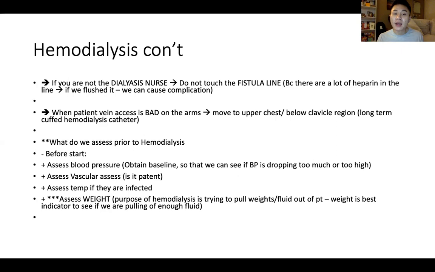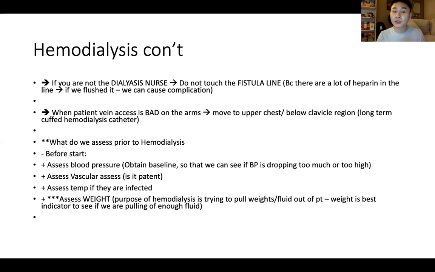Before we start, we have to assess blood pressure and obtain a baseline so that we can see if blood pressure is dropping too much or going too high. Because hemodialysis is a big procedure, guys. They literally filter out your blood. Your blood is going out to a machine, a lot of blood, from your whole head to toes. It's a lot of blood to go in and out of your body, and this can cause a significant reduction in your blood pressure. Therefore, as a nurse, we have to obtain a baseline blood pressure before we do this procedure so that we can compare if the blood pressure dropped too low.